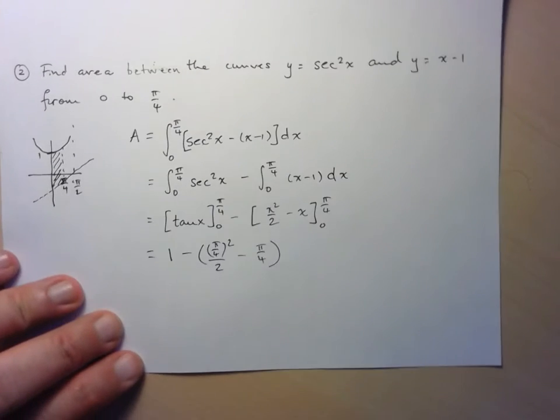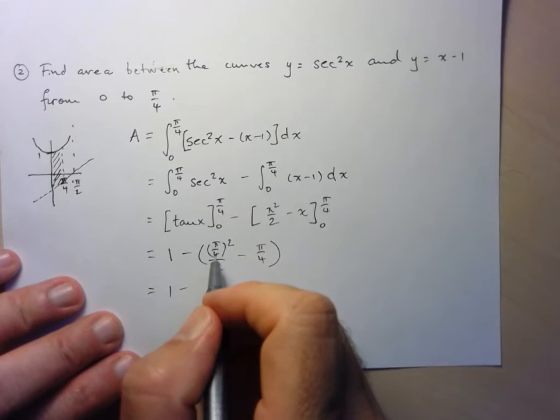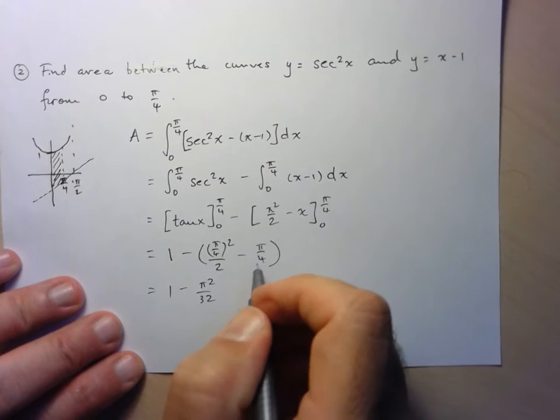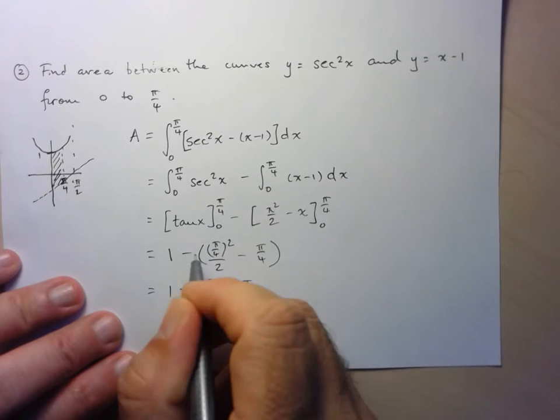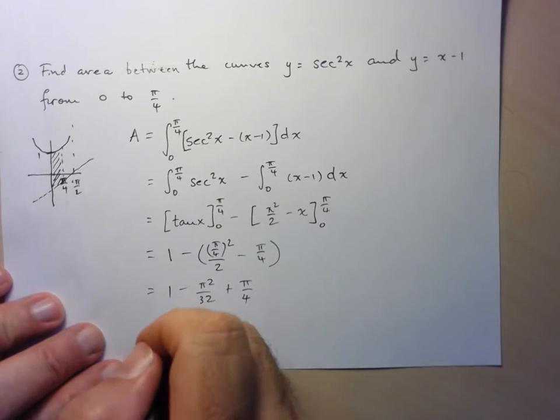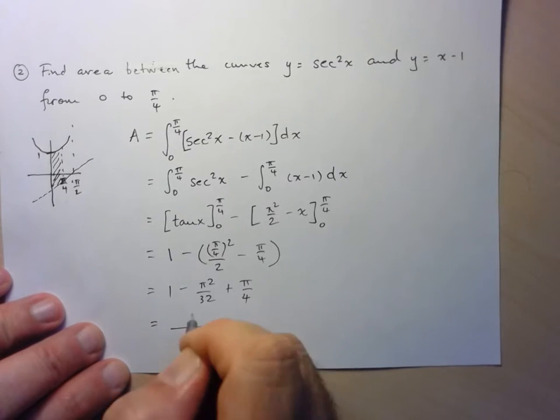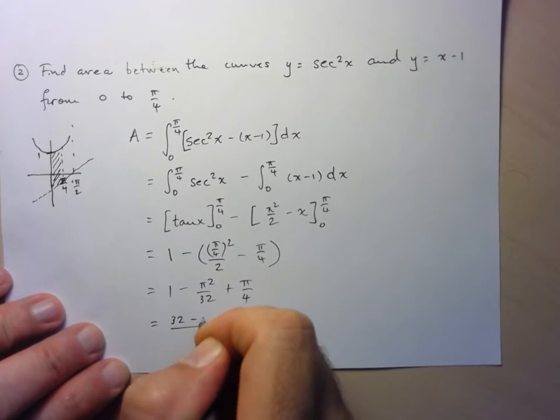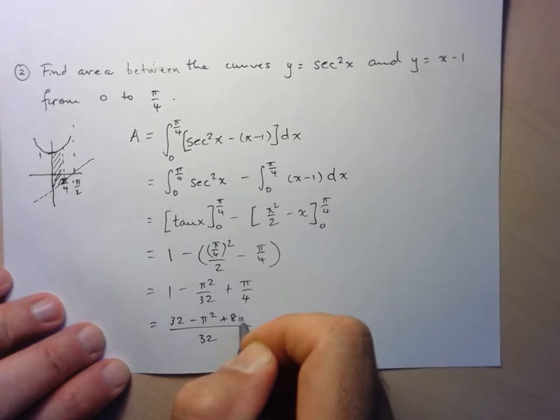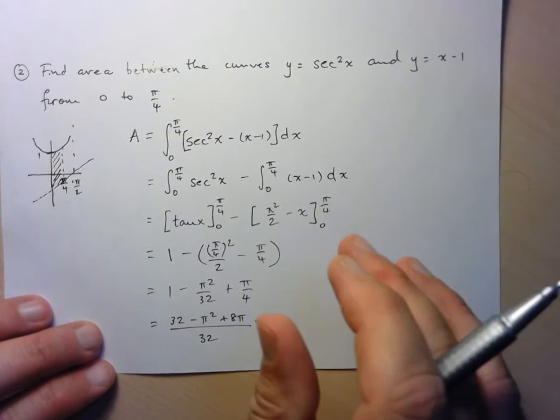So here's our answer. Let's just clean it up a bit. We have 1 minus pi squared over 16, bring the 16 down into the denominator, so pi squared over 32, and this will be plus pi over 4, because we've got the negative there. And I guess the best you can do here is put everything into one denominator, which will be 32. So this becomes 32, this remains pi squared, and this is going to be plus 8 pi. Okay, and that's as far as you can go. So there's your area.